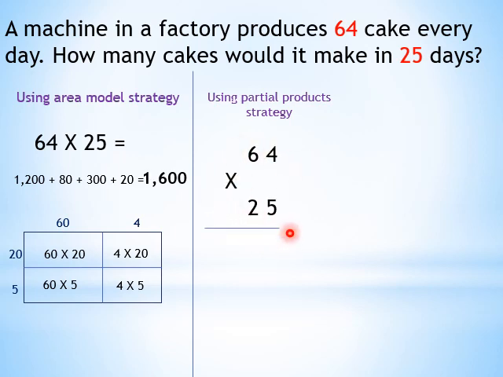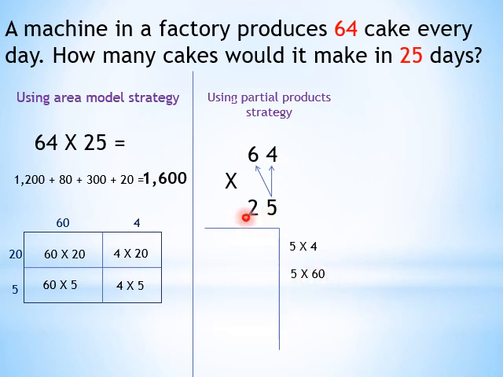64 by 25 using the partial products strategy. First, I draw my table and get the partial products. You know that the partial products strategy keeps the place value zeros for each digit. So here I have 5 in the ones place by 4 in the ones place, so I have 4 by 5 or 5 by 4. And 5 in the ones place by 6 in the tens place. So 5 in the ones place is 5 and 6 in the tens place is 60. So I have 5 by 60.